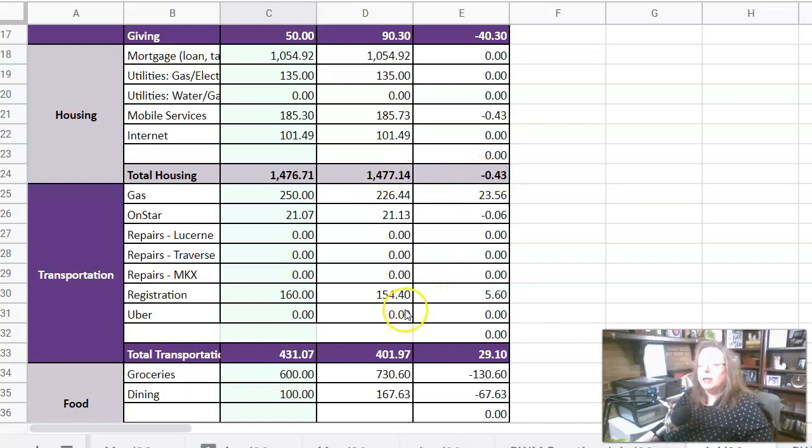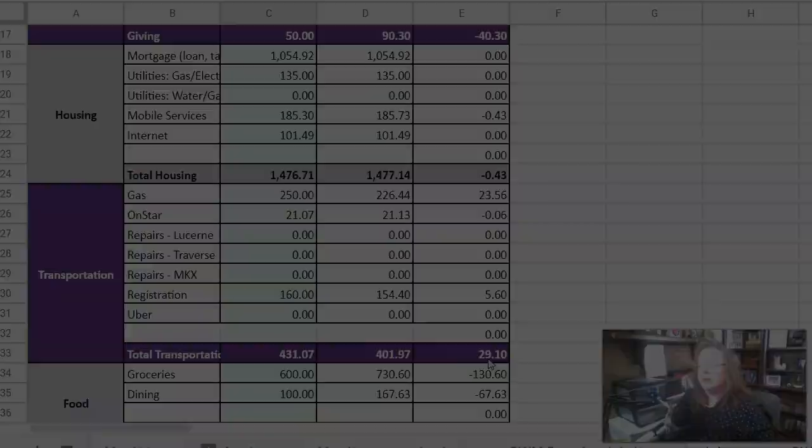Then we have transportation, where we had $226 for gas, which was under what we planned, $21 for OnStar, which is just right on target. We didn't have any repairs we planned. And then we had $154 for the registration that we had to pay for one of the cars. And that brought our total to $401, which was $29 under what we budgeted.